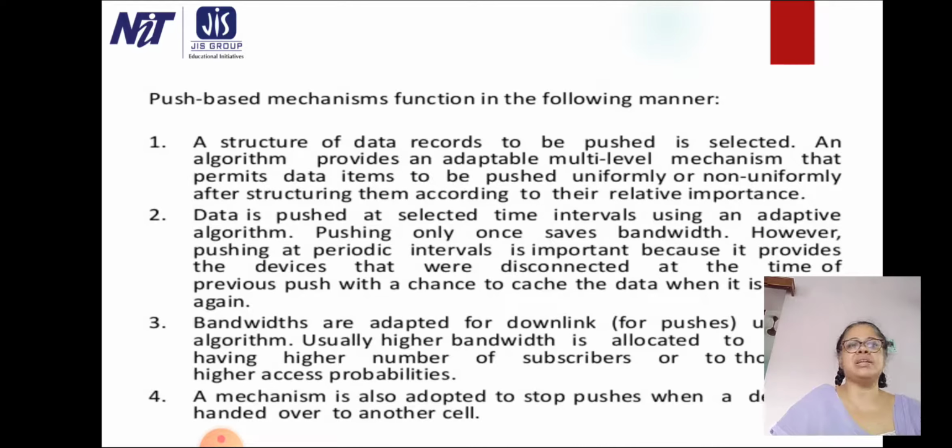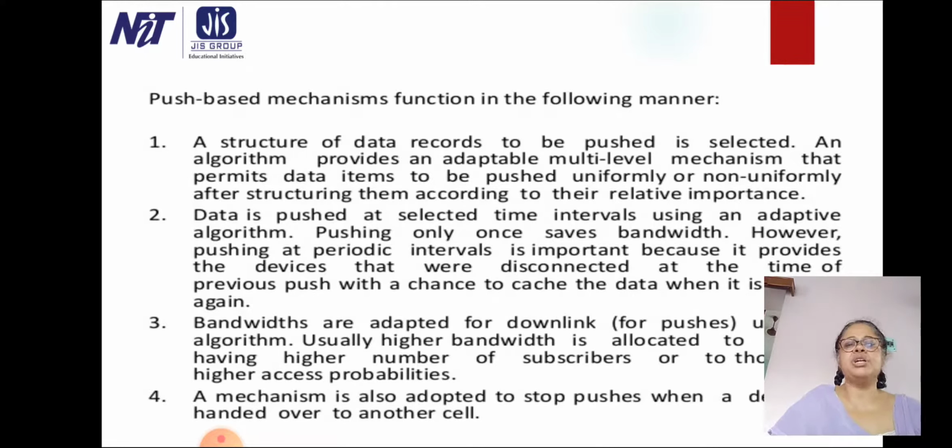The server pushes data records from a set of distributed computing systems. Examples of distributed computing systems: advertisers or generators of traffic congestion, weather reports, stock quotes, and news reports. Data is pushed at selected time intervals using an adaptive algorithm. Pushing only once saves bandwidth.